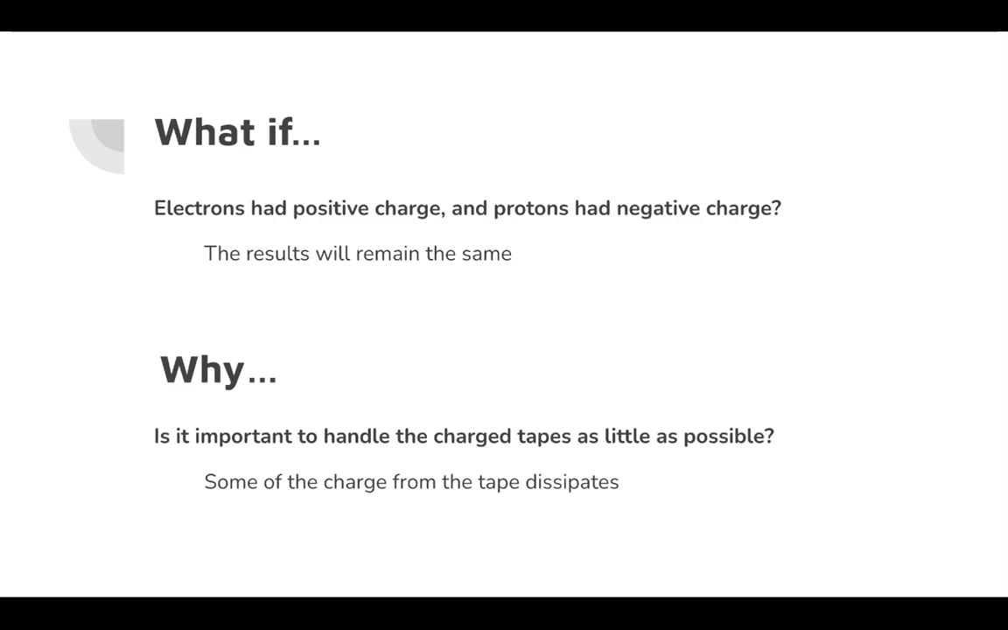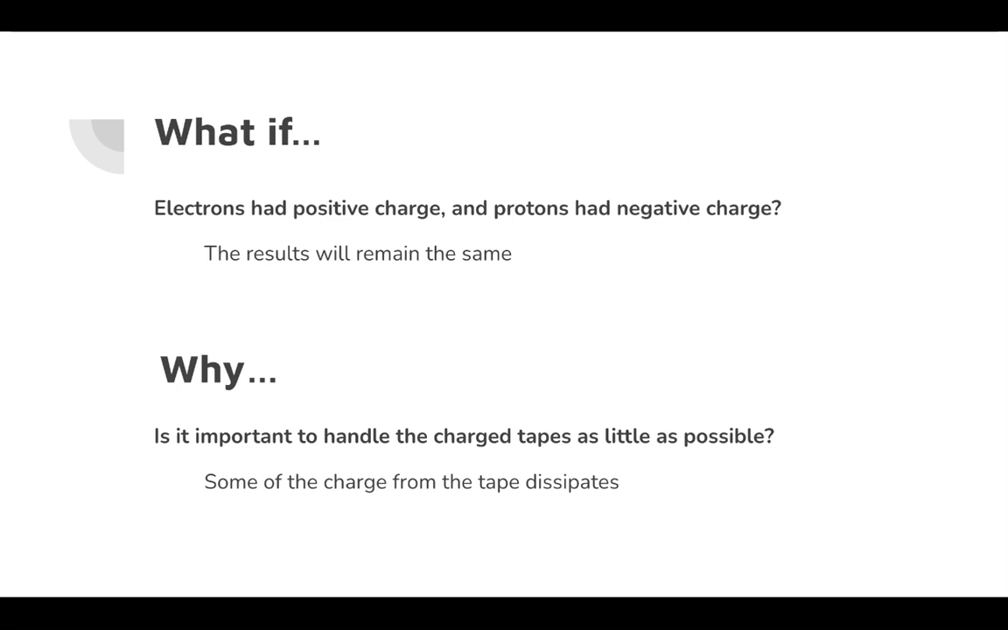So the final question is, what if electrons had a positive charge and protons had a negative charge? So if protons and electrons switched in their charge, the results of this experiment would actually be the exact same. This is due to opposite charges attracting each other and like charges repelling each other. Even if the charges of electrons and protons were switched, they would still be either like or opposite charges, so they would still behave in the same way as they did during this experiment.